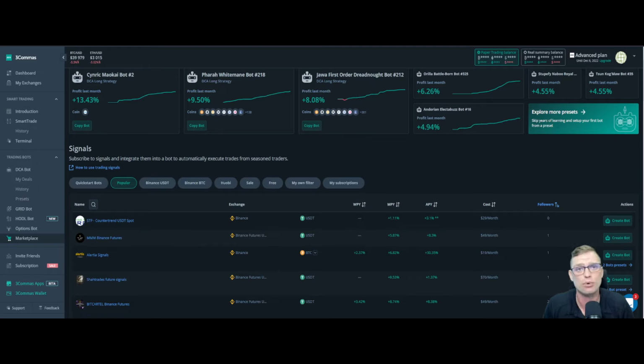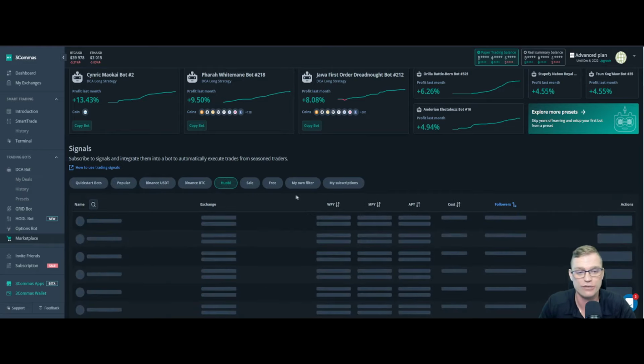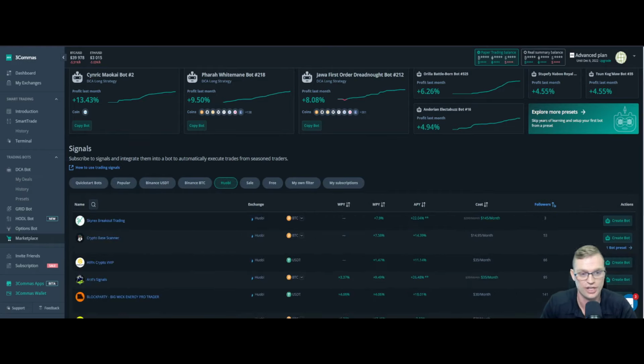Now it's always important to do your own research. I'm not a financial advisor, nor is this financial advice. However, what you can see here is that, for instance, if you are restricted to a certain exchange, you can check what bots are operating on your exchange, and the statistics associated with that.